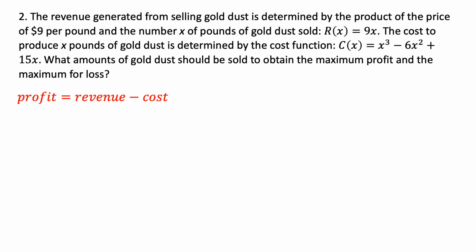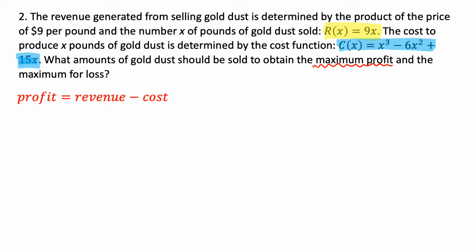The first thing I want to notice is that we weren't given our profit equation like we were in our last problem, but we still are trying to maximize profit. So before we can do anything else, we have to create our profit equation using the formula profit equals your revenue, the amount you bring in, minus your cost, the amount that you've spent. They gave us a revenue equation, R of X equals 9 times X, and a cost equation, C of X equals X cubed minus 6X squared plus 15X.